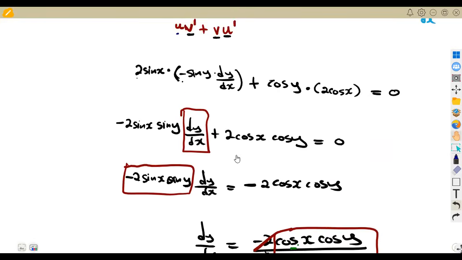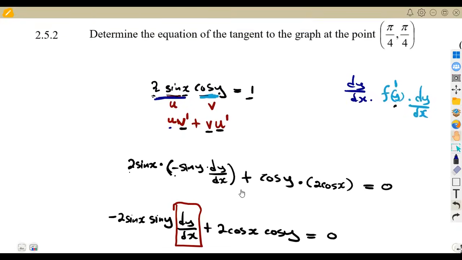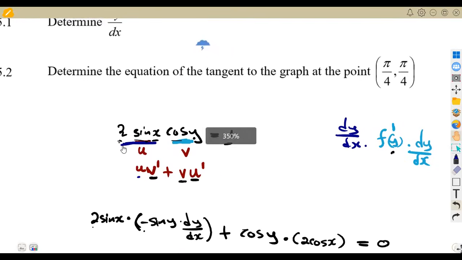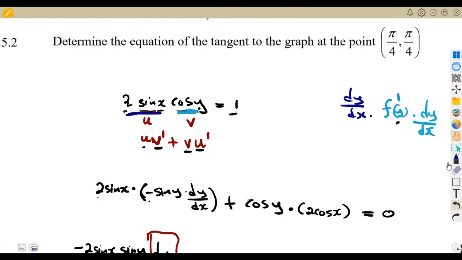The next part that we are given here now, I want us to be very careful about this part. We are given now to determine the equation of a tangent. So there's a tangent to the graph that we are given at the point pi over 4. So you are given a point. We want to calculate the equation of a tangent, all right?